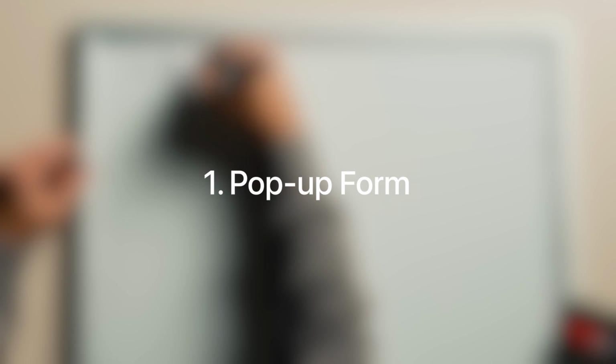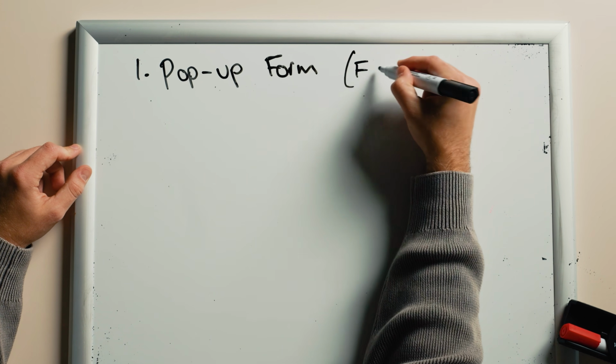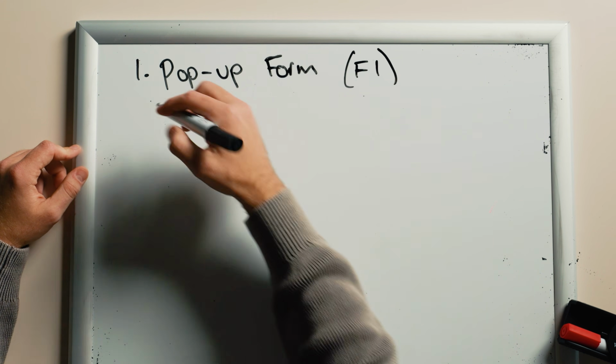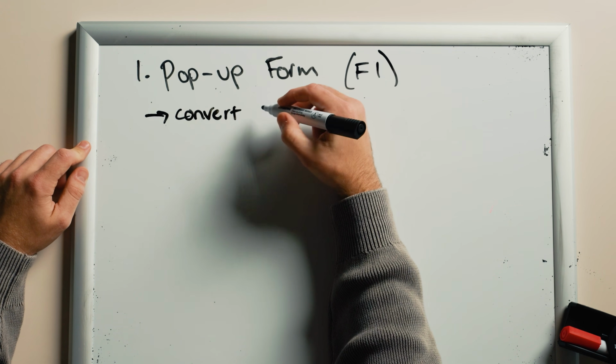So firstly, our pop-up form. This is the lifeblood of our list. This is how we're going to grow it. And this falls into F1, function 1, acquisition efficiency. Now, the goal of your pop-up form is to convert more traffic or to convert more customers into first-time purchasers.